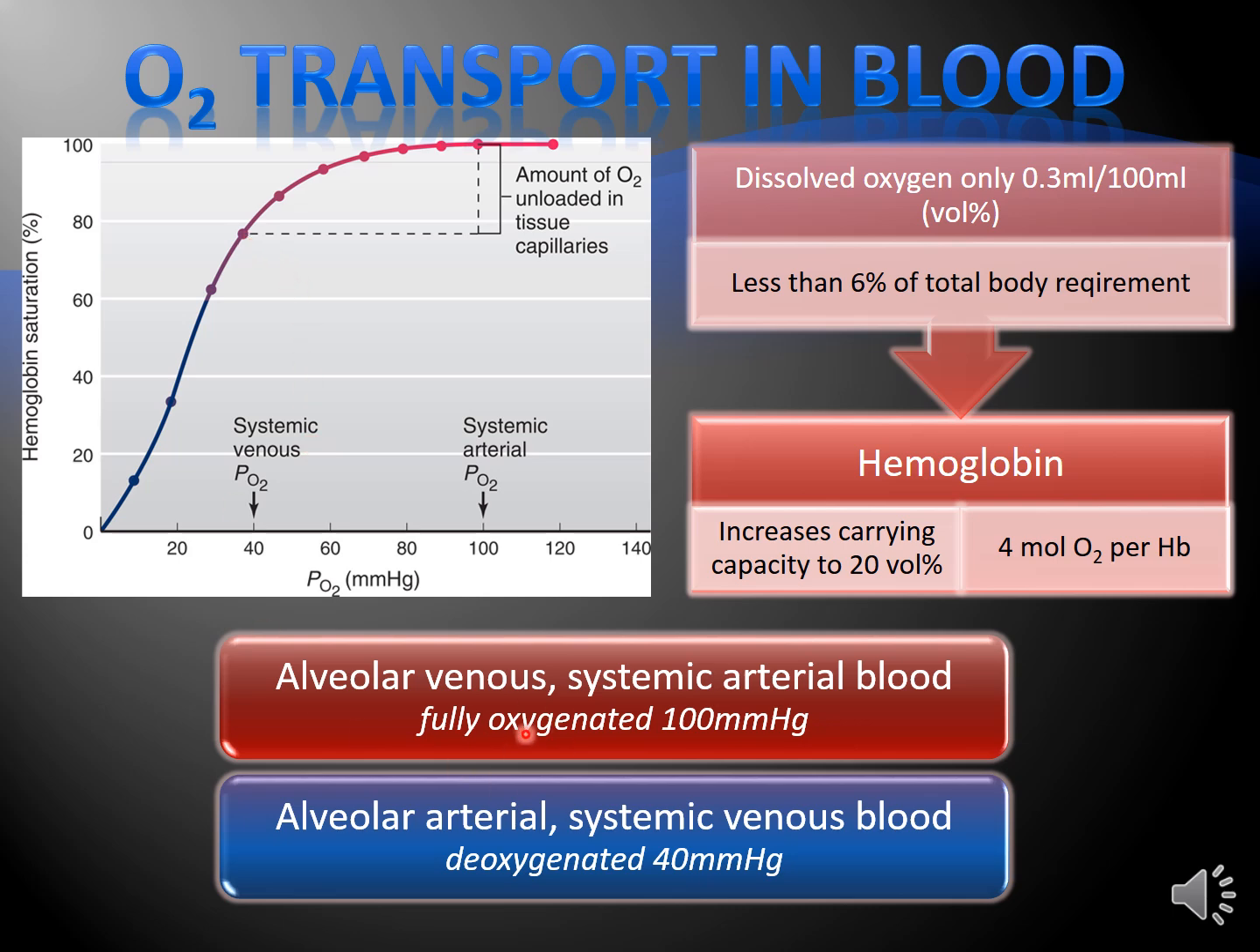So things to remember down here. Alveolar venous blood is coming back from the lungs, therefore it is fully oxygenated. It's going to become systemic arterial blood, and it has a PO2 of 100. Alveolar arterial blood is going out to the lungs. It's deoxygenated because it used to be systemic venous blood and has a PO2 of 40.